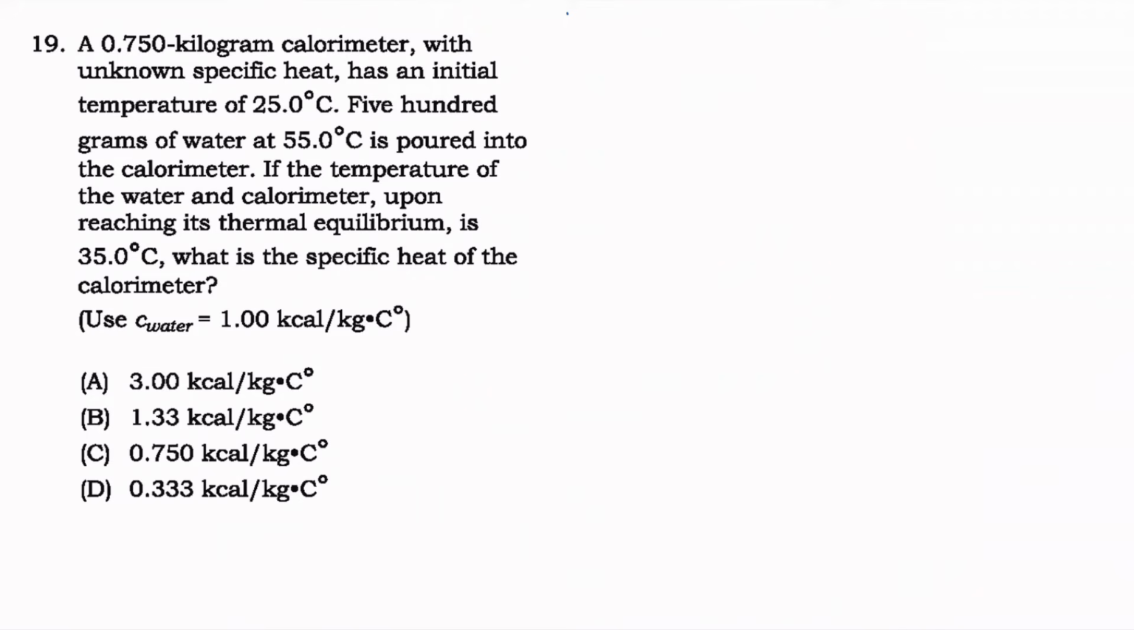Problem number 19, a 0.750 kilogram calorimeter with an unknown specific heat has an initial temperature of 25 degrees Celsius. 500 grams of water at 55 degrees Celsius is poured into the calorimeter. If the temperature of the water and calorimeter upon reaching its thermal equilibrium is 35 degrees Celsius, what is the specific heat of the calorimeter? So, yung specific heat daw ng water is equal to 1 kcal over kilogram degrees Celsius.